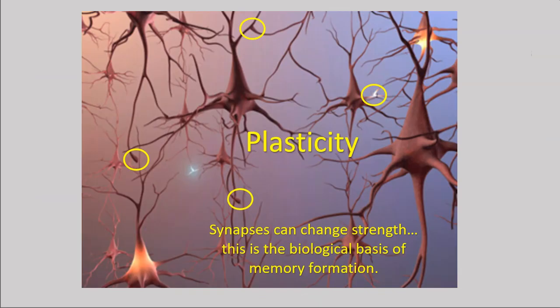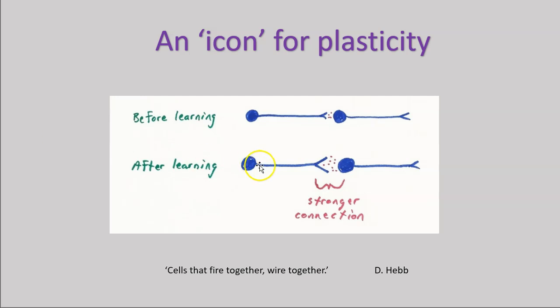Of course, brains are made of neurons, and they show this property of plasticity. Plasticity is the ability of neurons to change the strengths of their connections, what we call synapses. And changing synapse strength, that's the biological basis of memory formation. We can use a simple icon to represent a synapse here, and to show that a synapse has grown stronger, we can just make the terminal bigger. And if we're detailed, maybe show more neurotransmitters there.